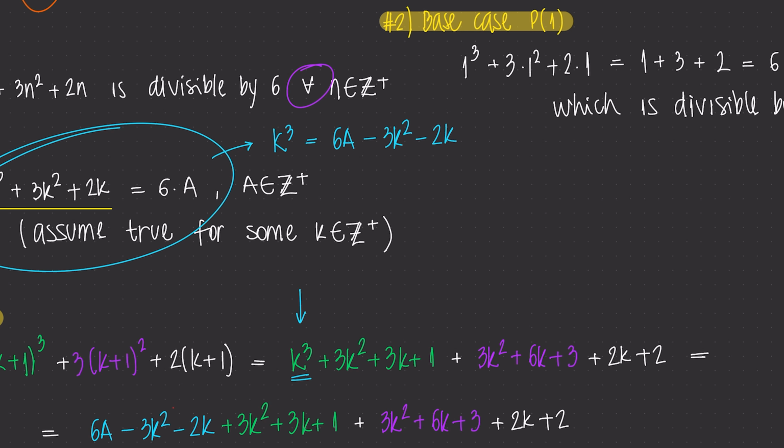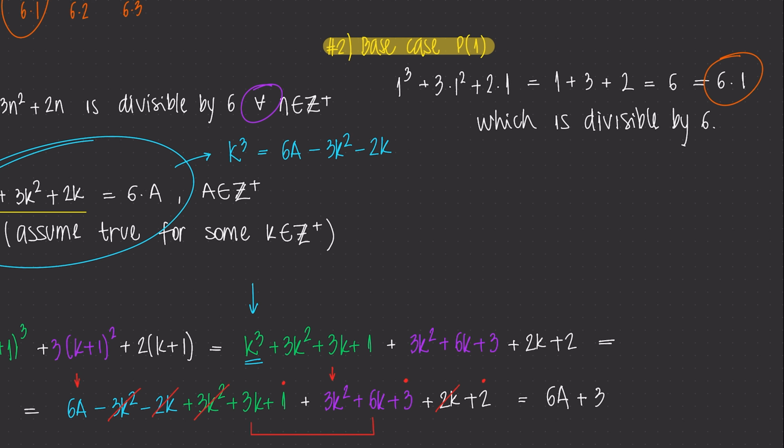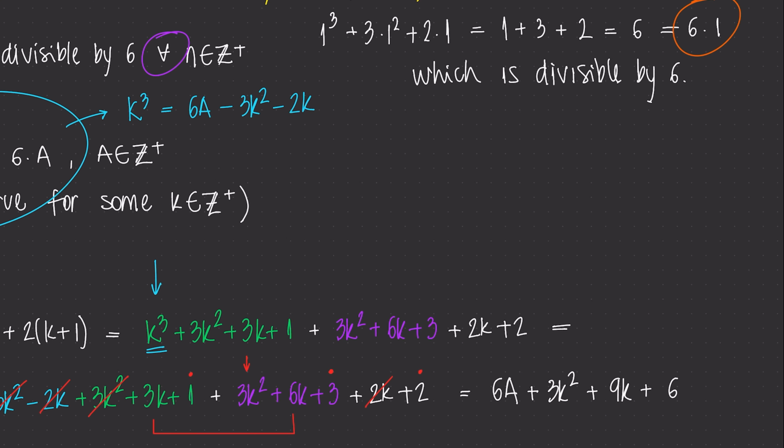Now, what can we simplify? Well, we have negative 3k squared, positive 3k squared. We have positive 2k with negative 2k. We have 6 right here, 1 plus 3 plus 2. We also have this 9k, and lastly, the 3k squared and the 6a, giving us 6a plus 3k squared plus 9k plus 6.